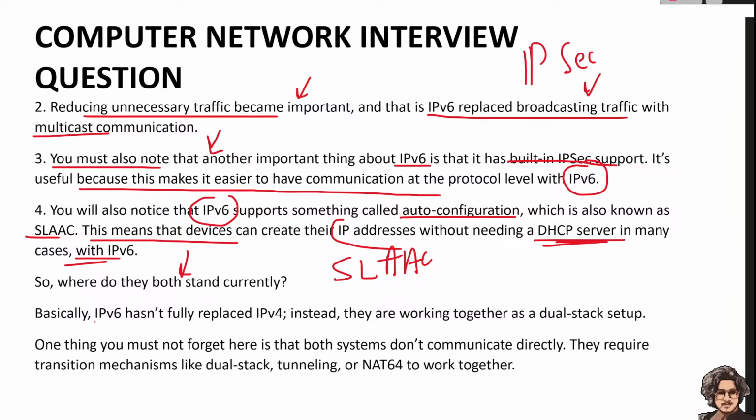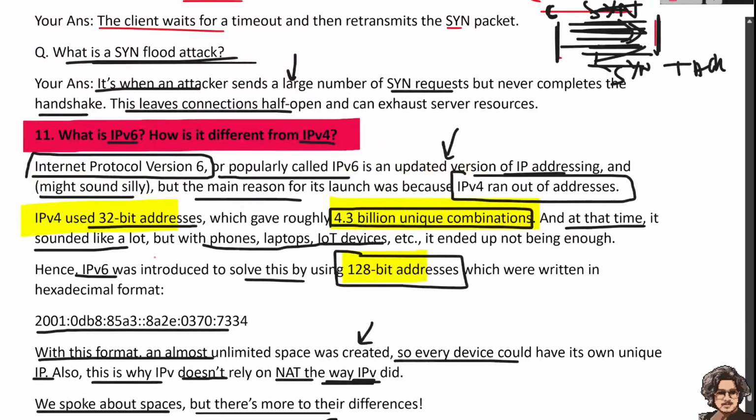Basically, IPv6 hasn't fully replaced IPv4. Instead, they are working together in a dual stack setup. One thing you must not forget is that both systems don't communicate directly. They require a translation mechanism like dual stack, tunneling, or NAT64 to work together. This is all about IPv6.